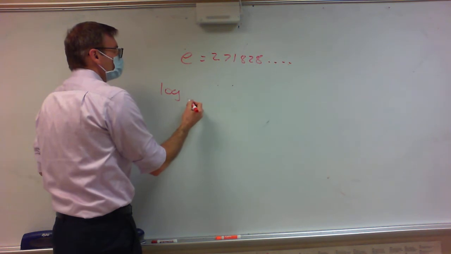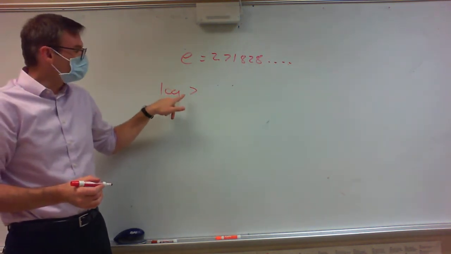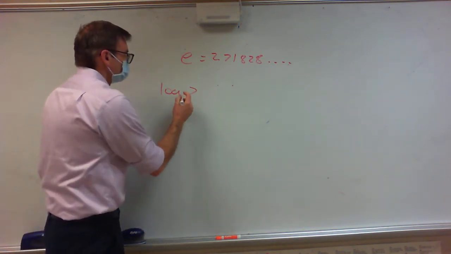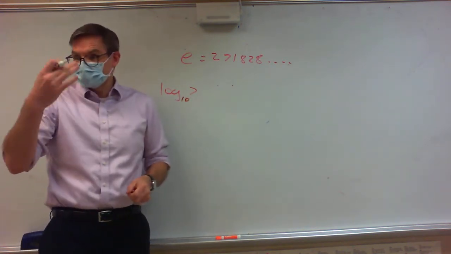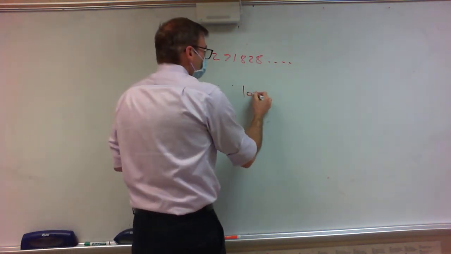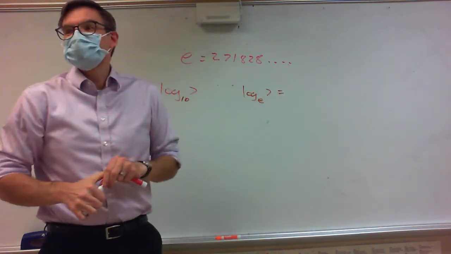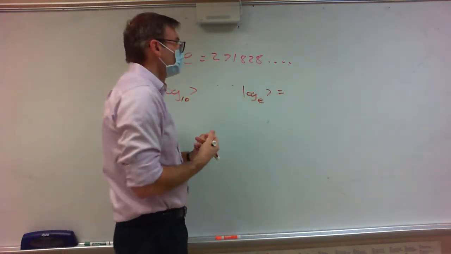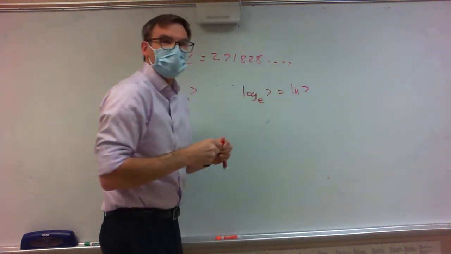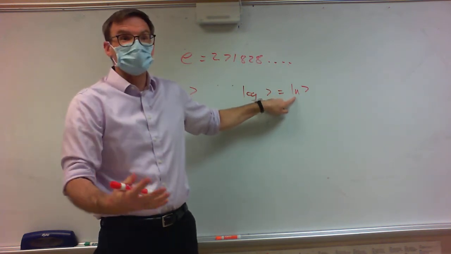If I just gave you log of 7, anytime you just have a regular log and there's no base, it's an understood base 10. Does everybody understand when you see log, it's really log base 10? Well, there is a log base e. That log base e has a special name. That special name is called natural log. So anytime you see this ln, that means natural log.